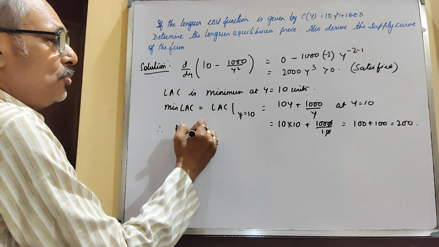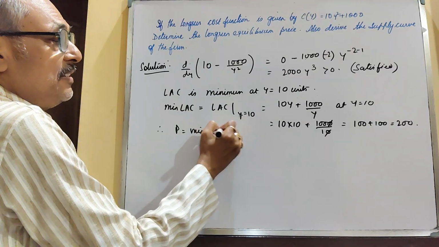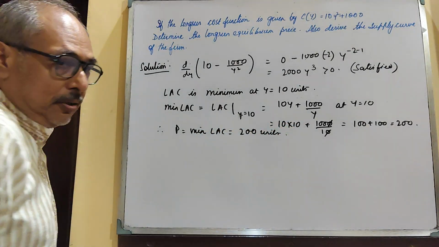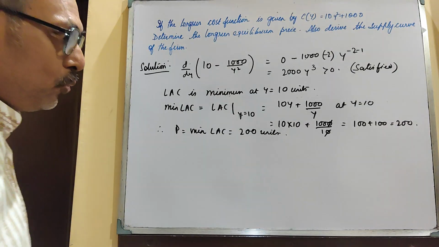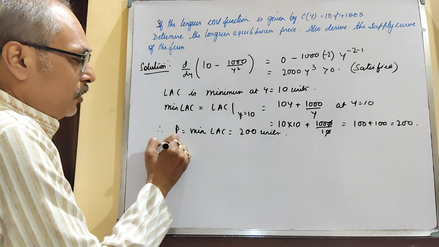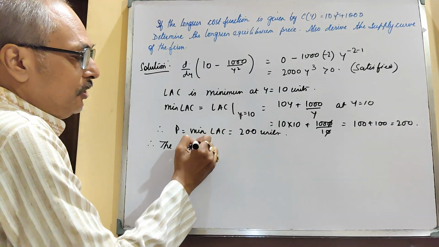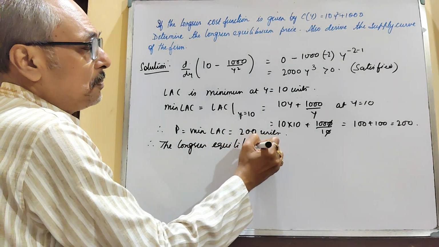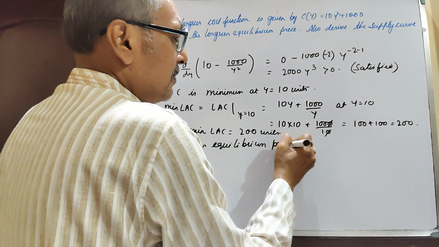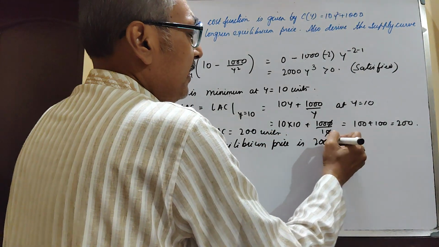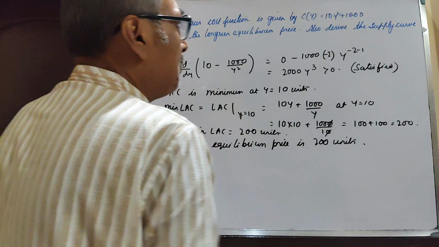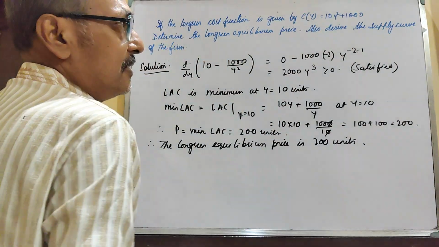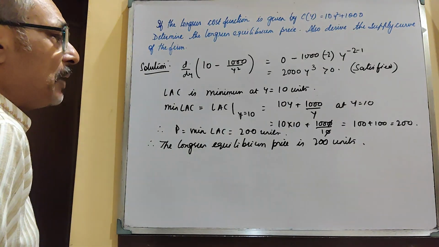Therefore, P equals minimum LAC, which equals 200 units. Therefore, the long run equilibrium price is 200 units. This is the answer to determining the long run equilibrium price. Now we derive the supply curve.